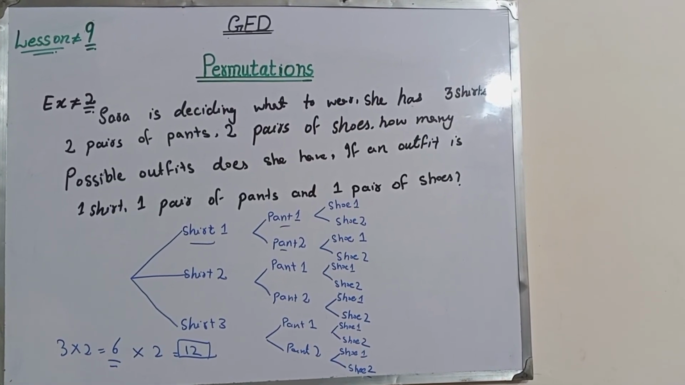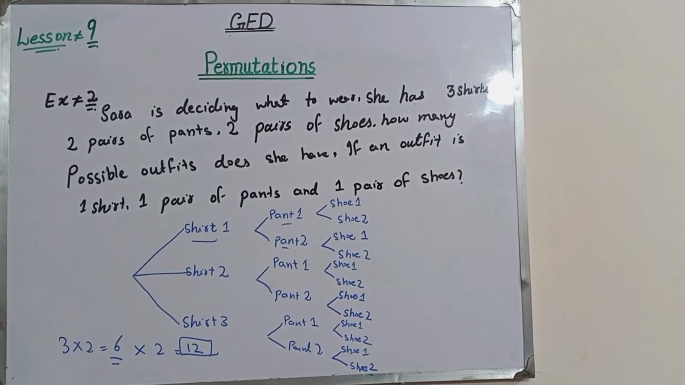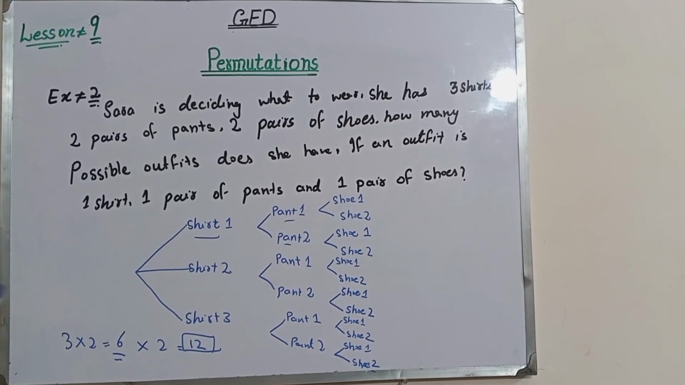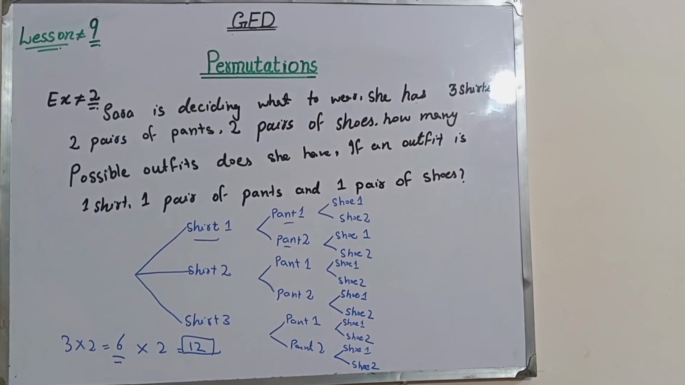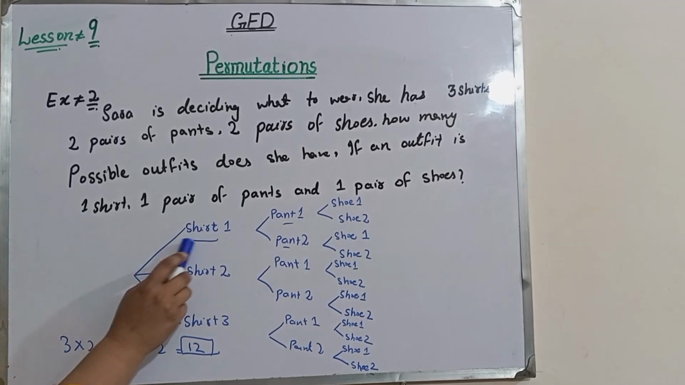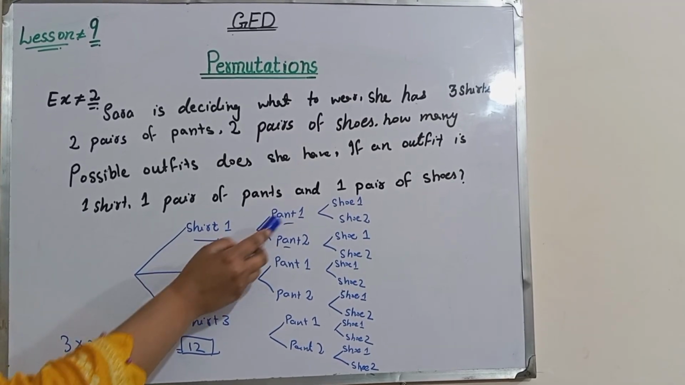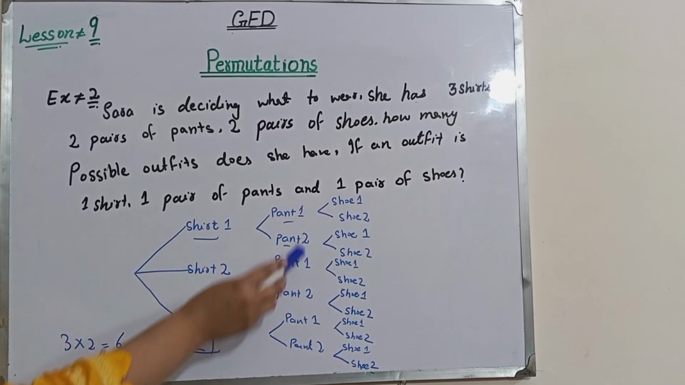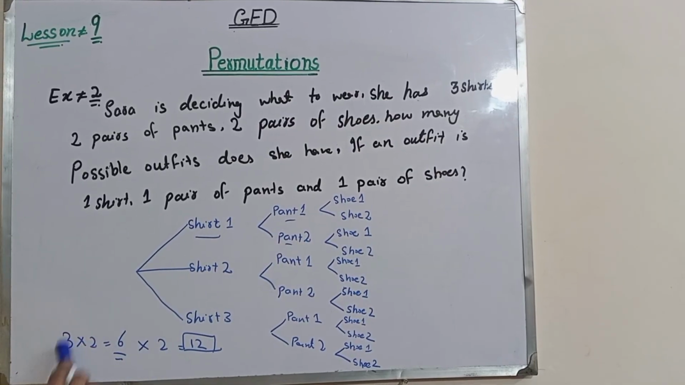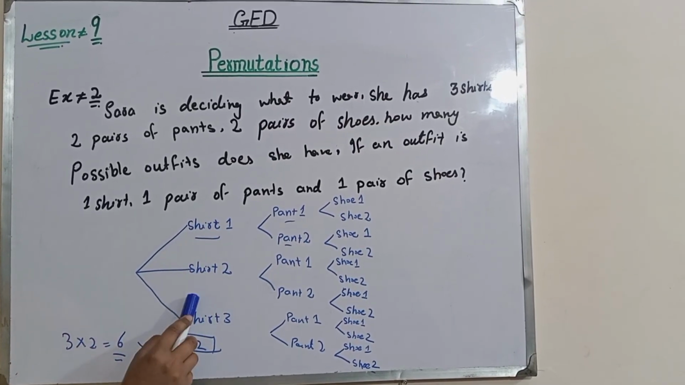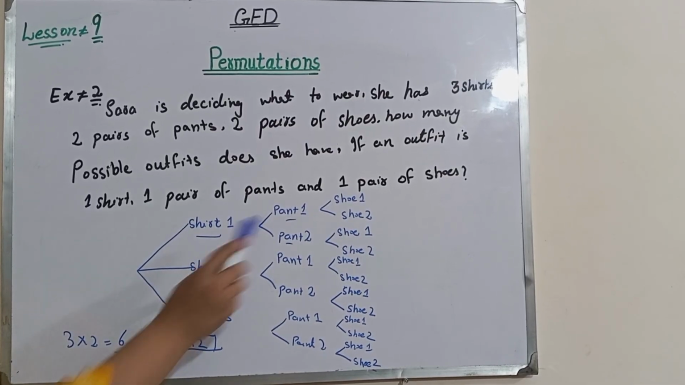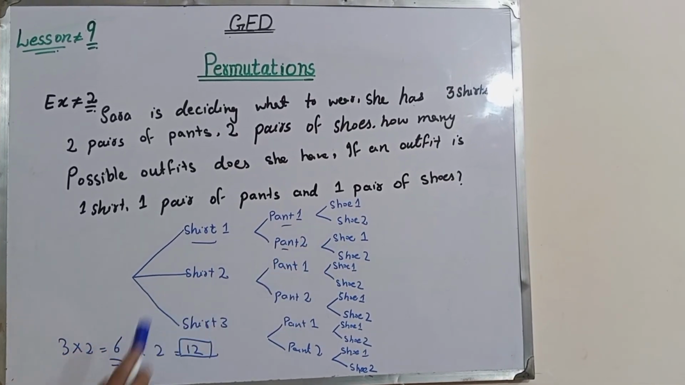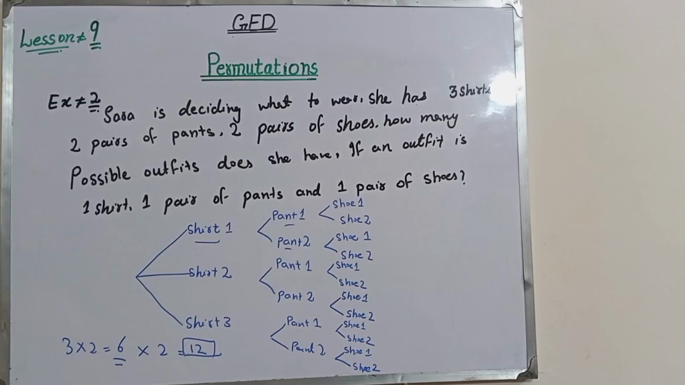So we make permutations if our answer will be 12. Now, in combinations we take one order, but in permutation we take the other orders as well. So in the permutation, we take another shirt with all combinations: pant 1, pant 2. It will be 3 multiplied by 2, with 3 shirts and 2 pants. 3 multiplied by 2 is equal to 6, and this will multiply with 2 pairs of shoes. 6 multiplied by 2 is equal to 12.